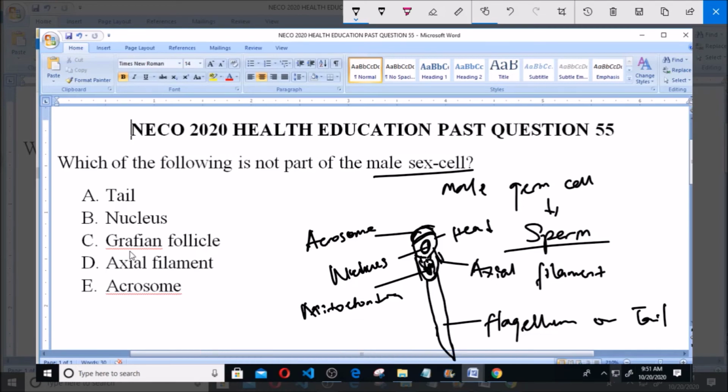But this Graafian follicle here is not part of the sperm cell. The Graafian follicle is part of the female sex cell. You find it in the female sex cell, which is known as the ovum. The female sex cell is the ovum, that's the egg. So the Graafian follicle is like the outer covering of this female sex cell. So the Graafian follicle is not part of the male sex cell, thereby making it the correct answer to this question.